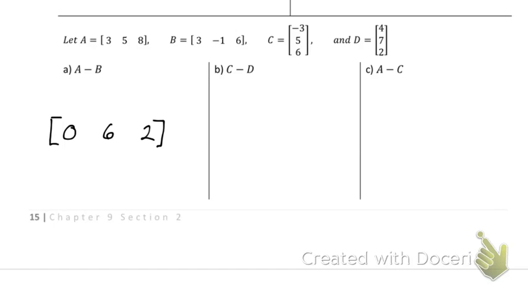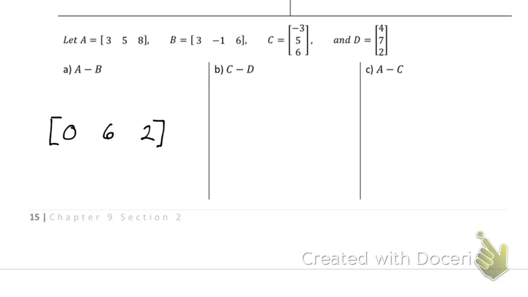3 minus 3 is 0. 5 minus a negative 1 is actually plus 1. That gives me 6. 8 minus 6 is 2. Oh, he was right. I don't know why. Wow.